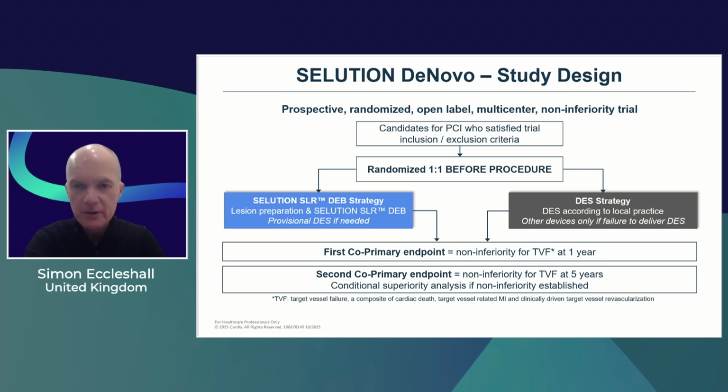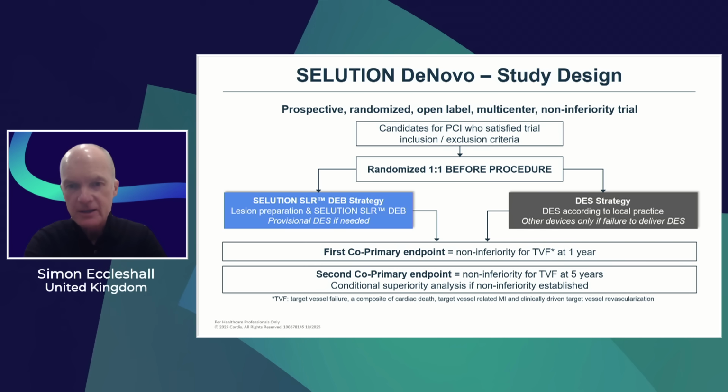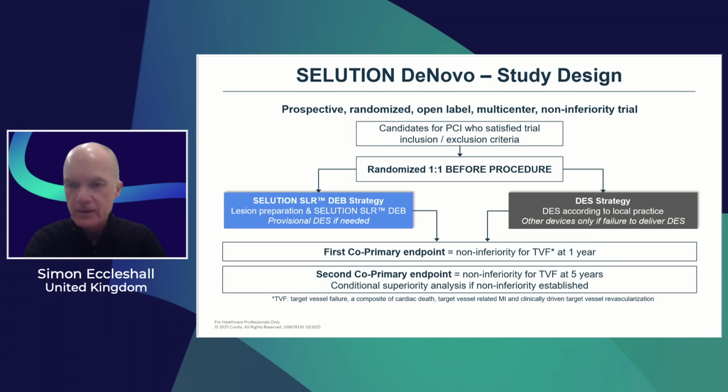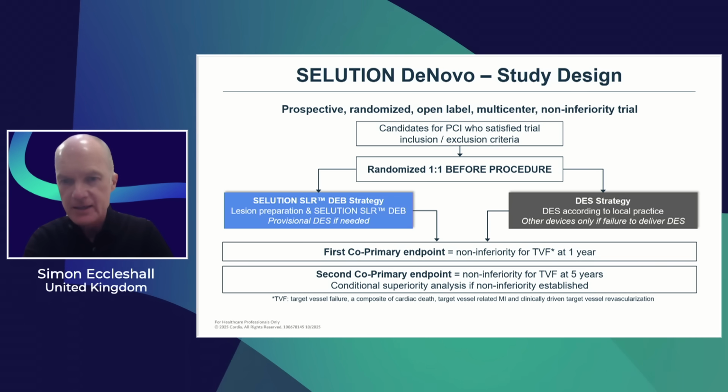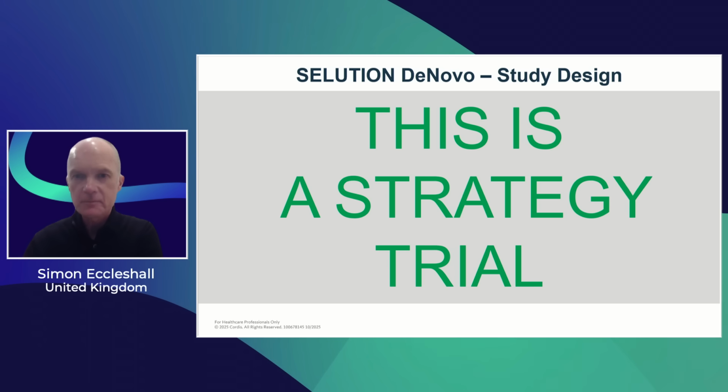And the first co-primary endpoint was non-inferiority for target vessel failure at 1 year, which is a composite of cardiac death, target vessel MI, and clinically driven target vessel revascularization, with a second co-primary endpoint at 5 years of non-inferiority, and if that is proven, then testing for superiority as well. So the point of all of this is a strategy trial. It's a strategy of, I'm going to use the SELUTION balloon, but occasionally I'm going to have to use a stent, against I'm going to stent everything.